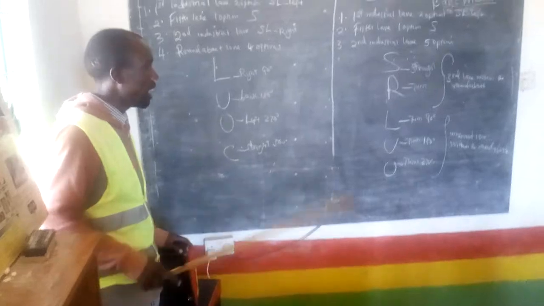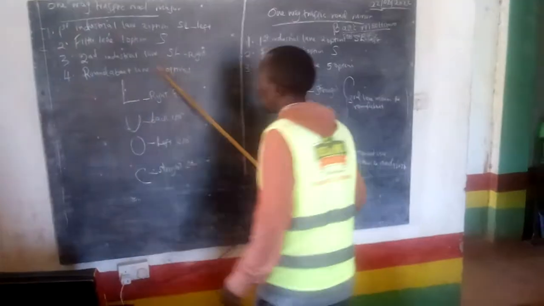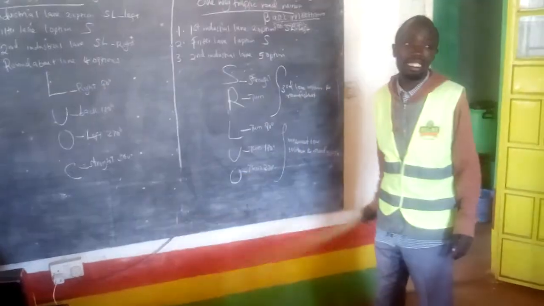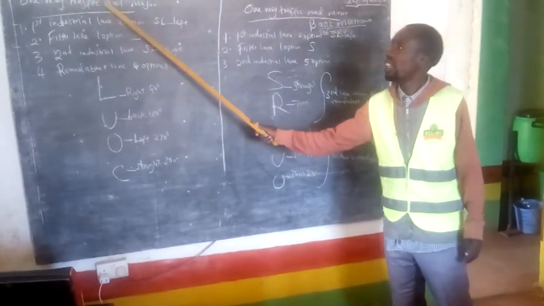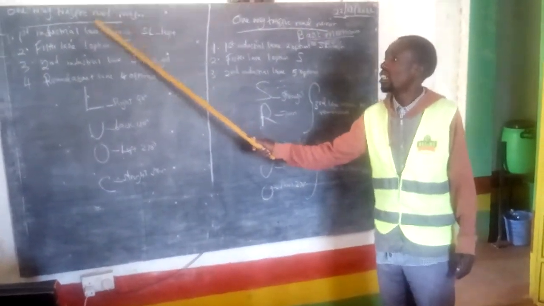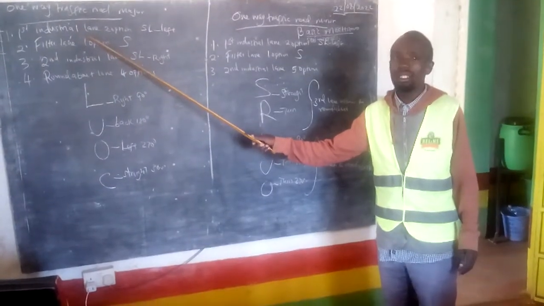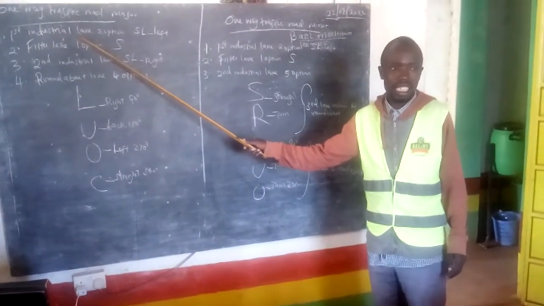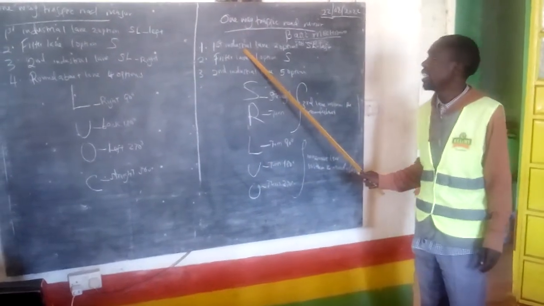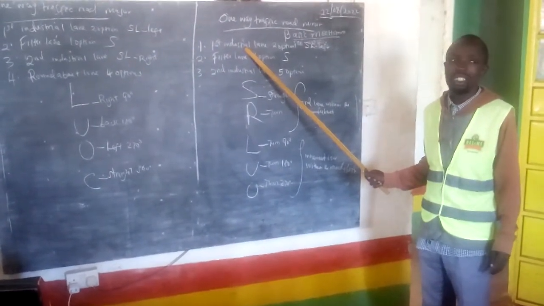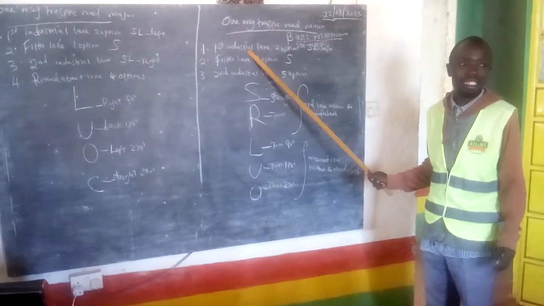There are a lot of similarities between the two routes. You can see in the one-way traffic road major, the first lane is called first industrial lane. If you come to one-way traffic road minor, the first lane is also called first industrial lane. That is similarity number one.